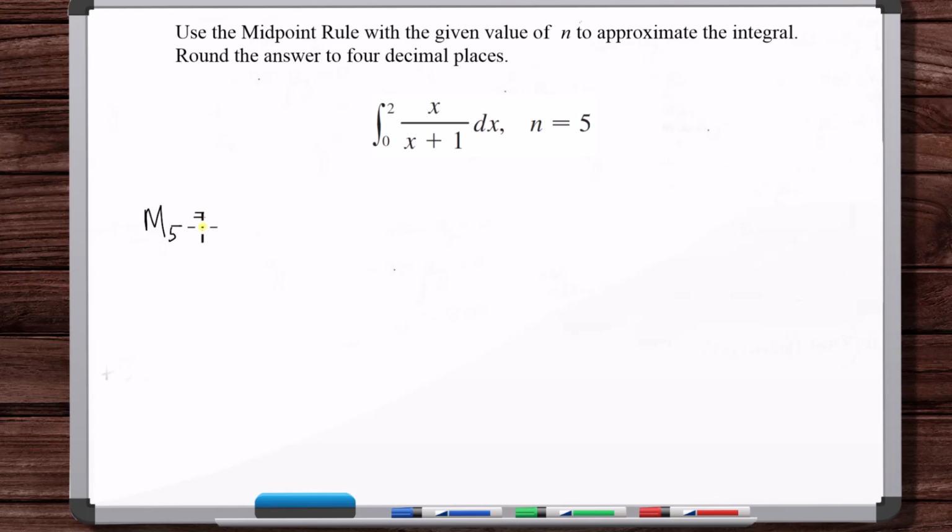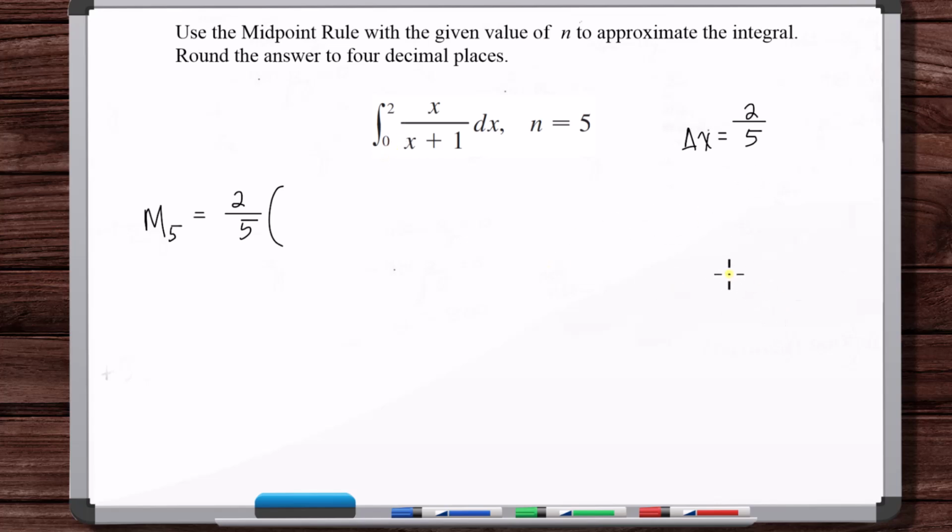M5 is what? Well, we can factor out the delta x. What's the delta x going to be? The delta x is b minus a, so 2 minus 0, divided by n. So 2/5, and we can factor out the 2/5. Why? Because we're summing the areas of all of the rectangles used in the approximation, but the width of every single rectangle is exactly the same, 2/5. And now we're just summing the heights of the rectangles. So what's the height of each rectangle going to be?